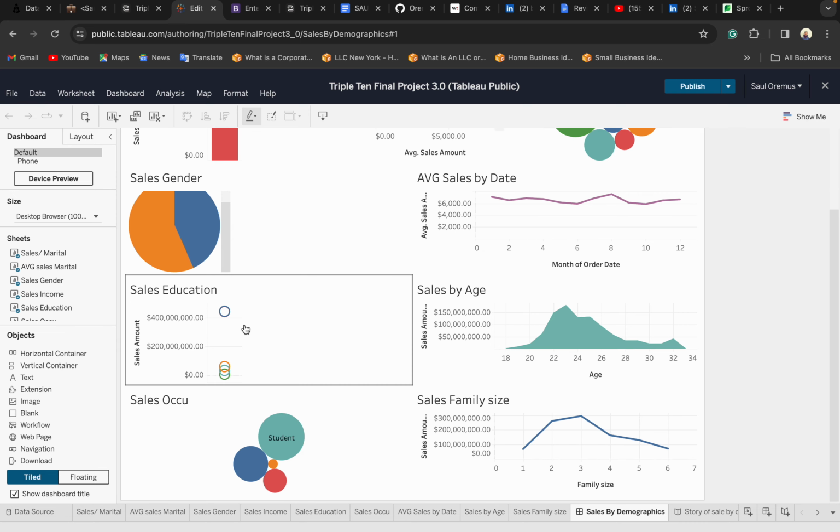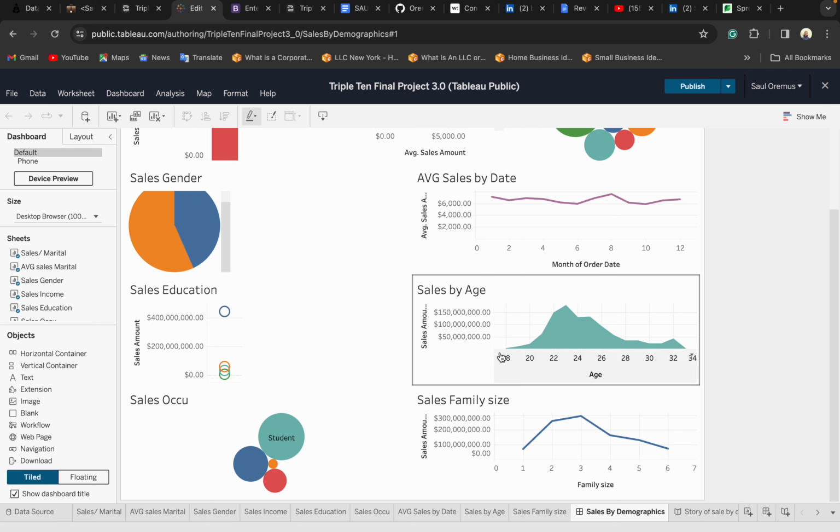In terms of sales by education, we see that graduate and postgraduate are the bulk of our sales. So I would say students that are graduate and postgraduate seem to be the bulk of our sales, high up here, whereas people who are uneducated in school or PhD are down here. So the bulk of our sales are graduate and postgraduate students.